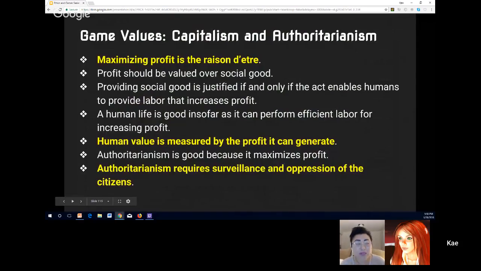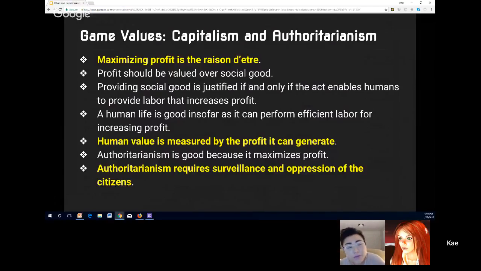Okay, so some of the things, summarizing everything we've seen so far, right? Some of the values that the game is trying to say align with capitalism and authoritarianism. So one is maximizing profit as a raison d'etre, right? Raison d'etre is your reason for existing. That's it. Pretty much the whole game is maximizing profit. Profit should be valued over social good. So when you throw dwellers out, you don't care whether they do well or not. You only want them to do well if they maximize profit for you, okay?